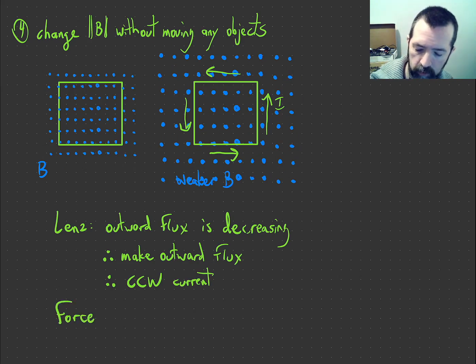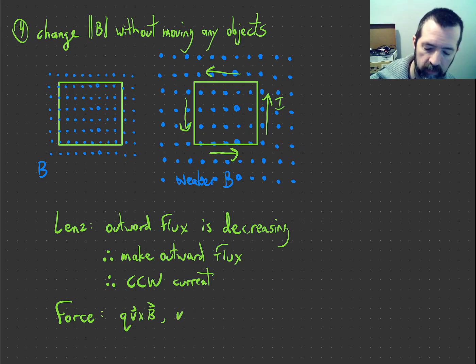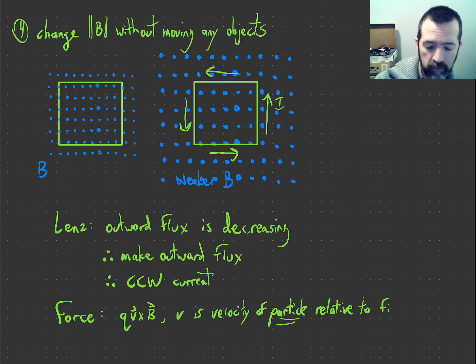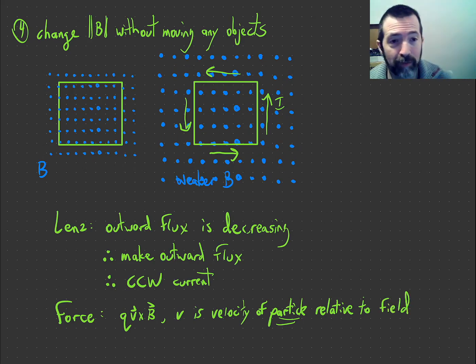For the force version of the same thing, this is a little bit tricky because in QVB, V is the velocity of the particle relative to the field. But this time there aren't any moving particles, at least in my rest frame. There's no moving particles, instead it's the field that's moving. So you have to sort of reverse the direction in your mind.